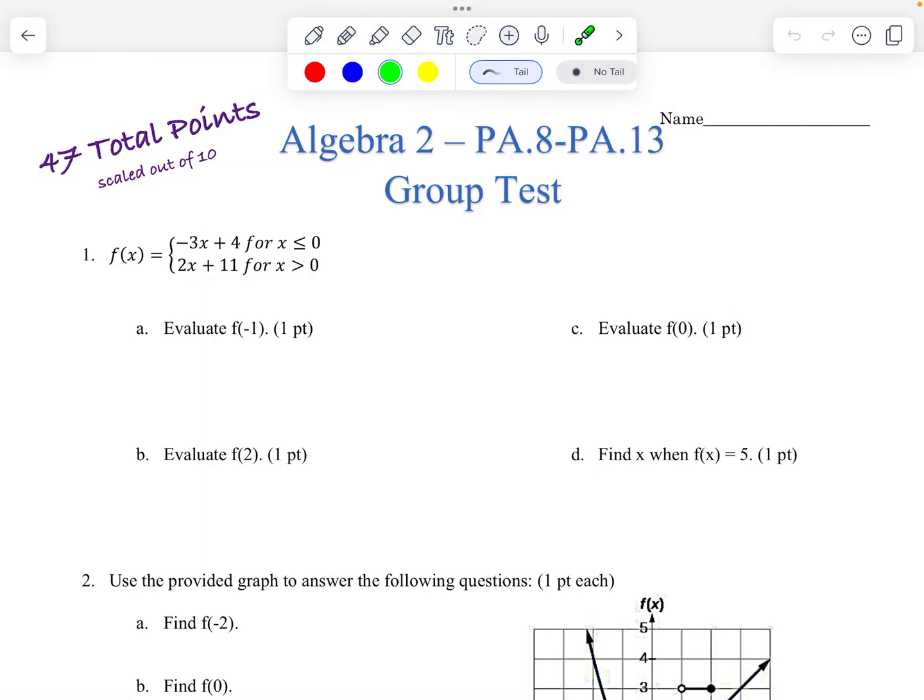Hey, where would you rather be right now than watching an Algebra 2 group test video key? Nowhere is the correct answer, so let's get this going.